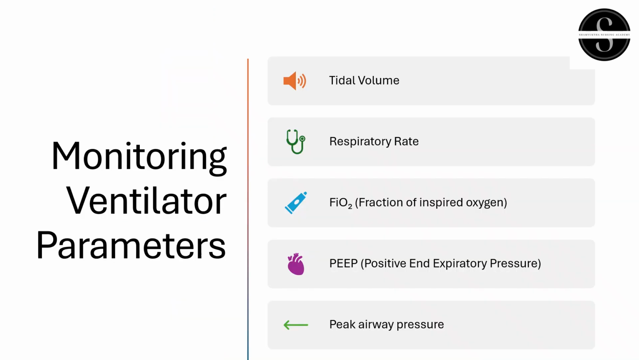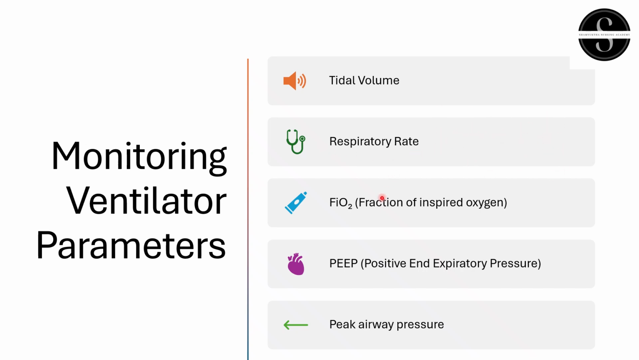Next is monitoring the ventilator parameters. As I have already told, there are so many settings available in the ventilator. What are the settings? One is tidal volume. All these parameters will be taken care of by the anesthetist. We just need to have a thorough knowledge of the terminology. Tidal volume is set by the anesthetist. Respiratory rate: the normal respiratory rate is 12 to 18, so the anesthetist will set either 12 or 14 in the ventilator. That rate of breaths only, the machine will give.